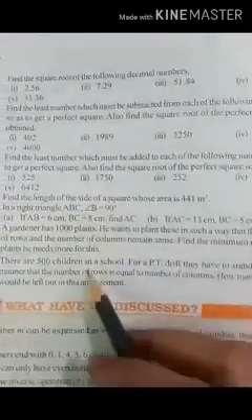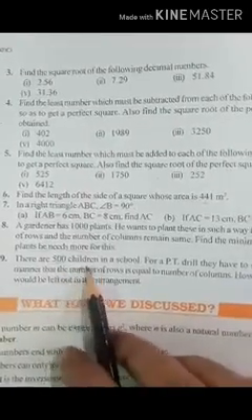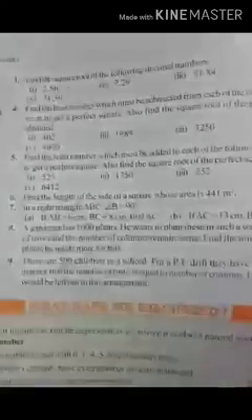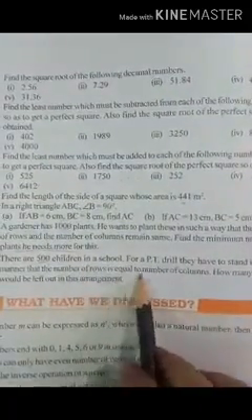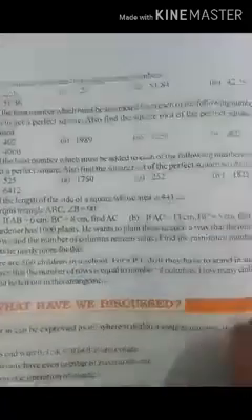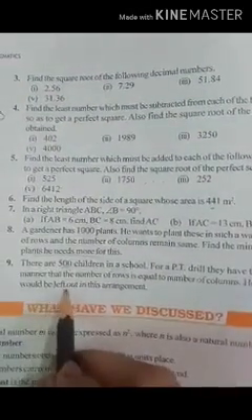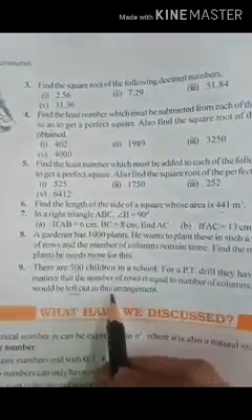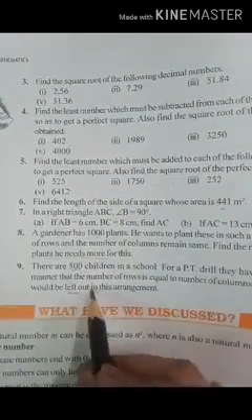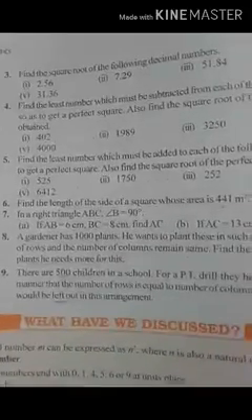And see here, the next one is the last question of your exercise. There are 500 children in a school, and for a PT drill they have to stand in such a way that the number of rows and number of columns are equal. So how many children would be left out? Left out means it is similar to the above question. What number should be subtracted? Because those children are to be removed. So what number should be subtracted to make it a perfect square? These are those type of questions.